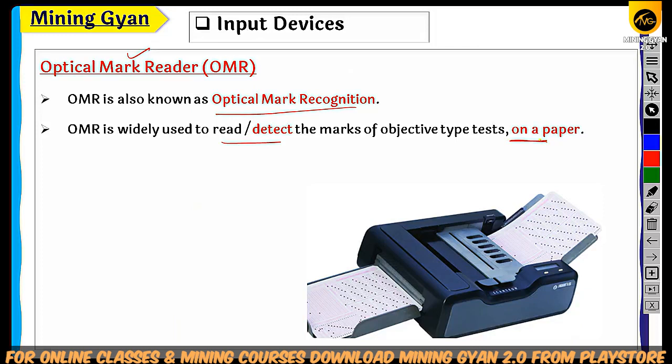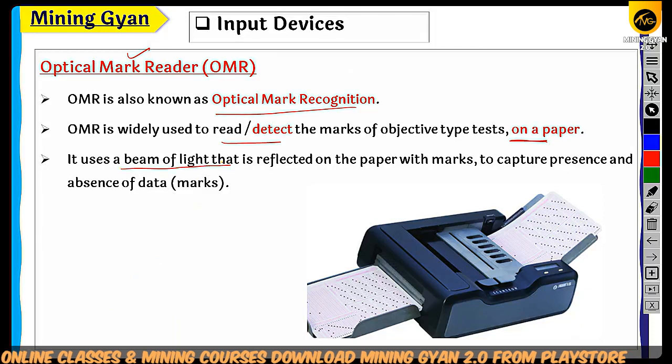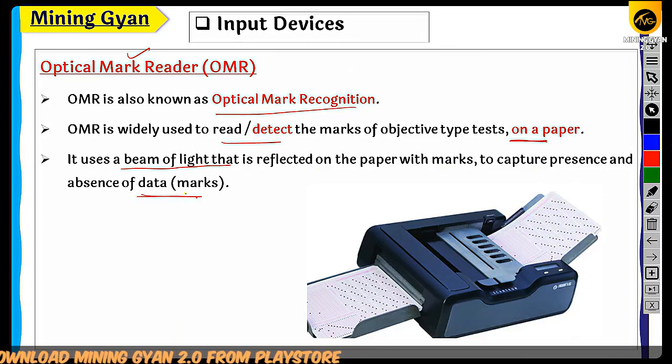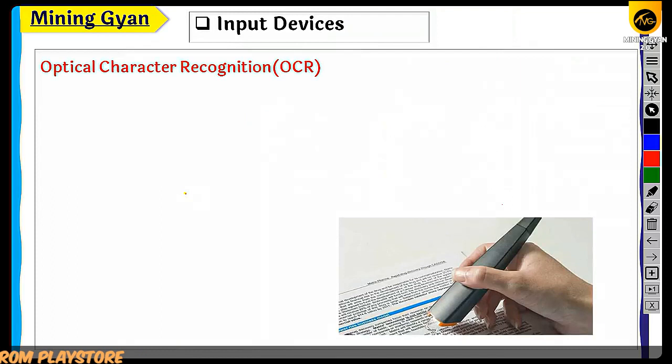So जो हम एग्जाम्स वगैरह में जो ऑब्जेक्टिव टाइप पेपर देते हैं, those are detected by the optical mark reader. It uses a beam of light that is reflected on the paper with marks to capture the presence and absence of data. So ये marks को जो है recognize करता है, that's why it's also called optical mark recognition.